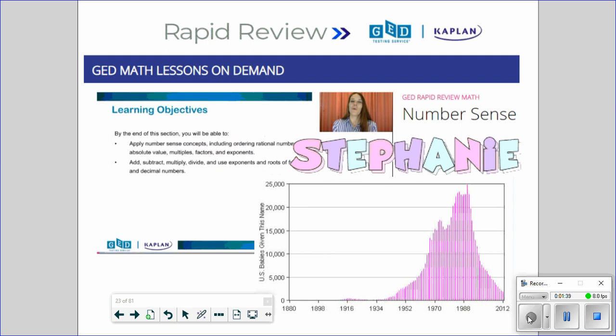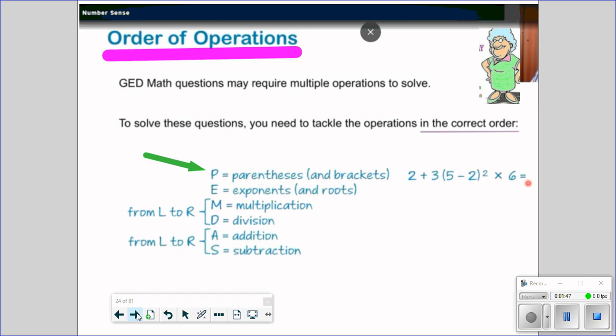So Stephanie's talking to us about number sense. This is probably the best first start for us with Rapid Review in math. As we go through the video, her first section has to do with powers and roots, and then the second section that we're talking about today is order of operations. Now, order of operations is the basis for so much that we need to pass the GED math. It comes in a lot of times on simple problems, and even though this may not look simple to you right now, we're going to break it apart.